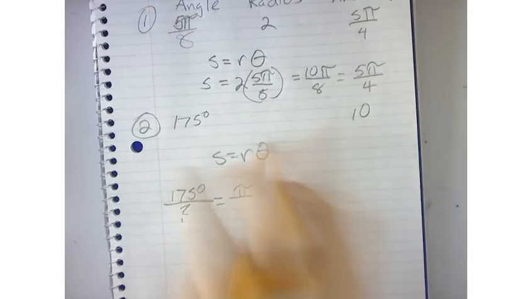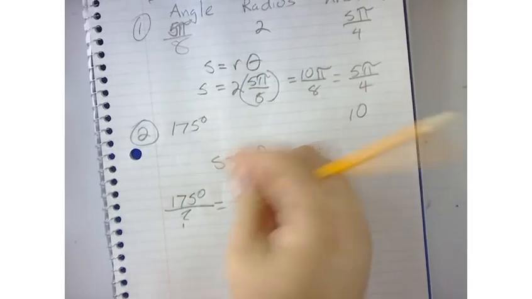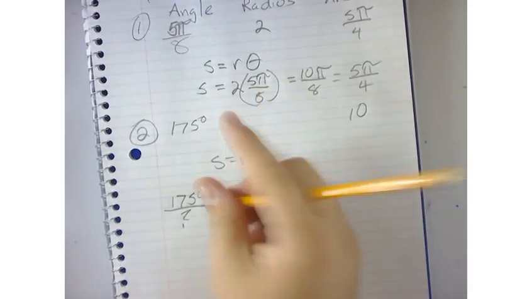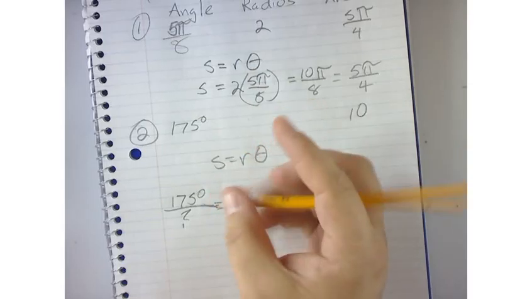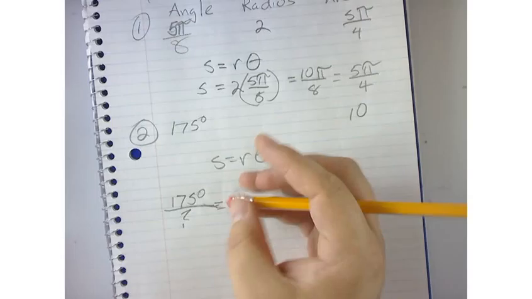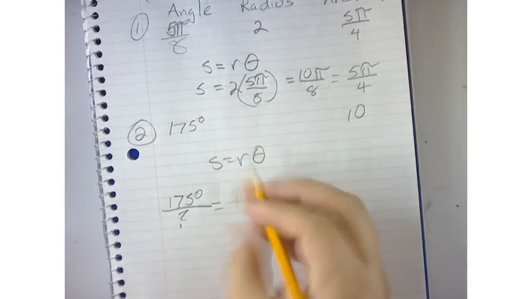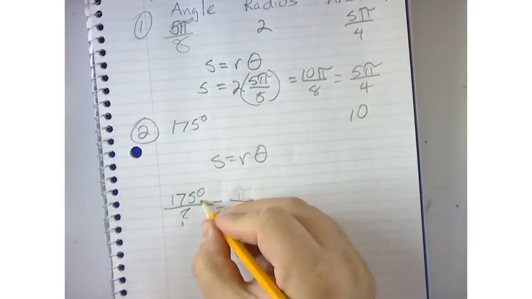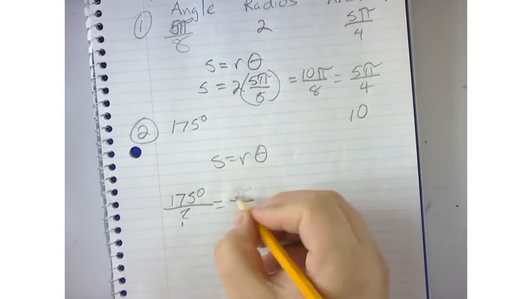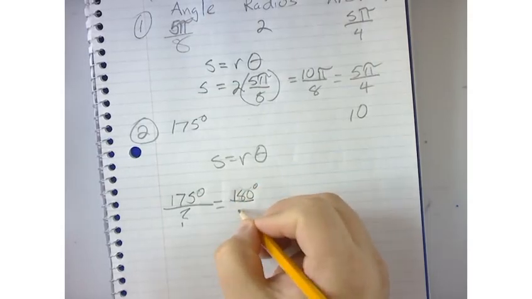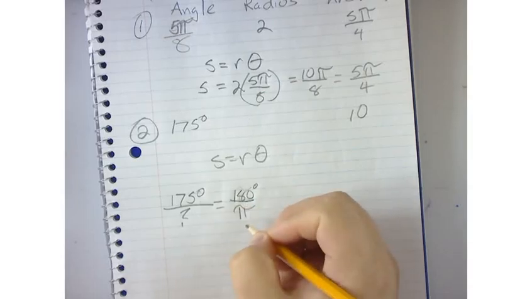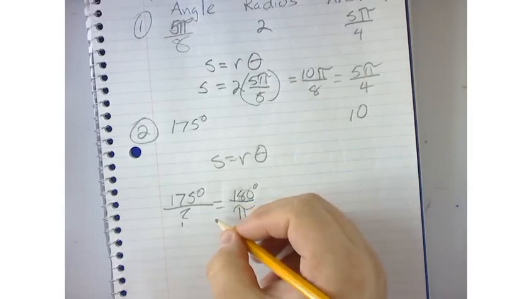If we're going to set it up as a proportion, there's 2 ways to do this. Do we want to do a conversion factor like converting units, or do we want to do a proportion? Let's do a proportion. What's on top, degrees or radians? Degrees, so I put 180 degrees on top. What goes on bottom here? Pi.